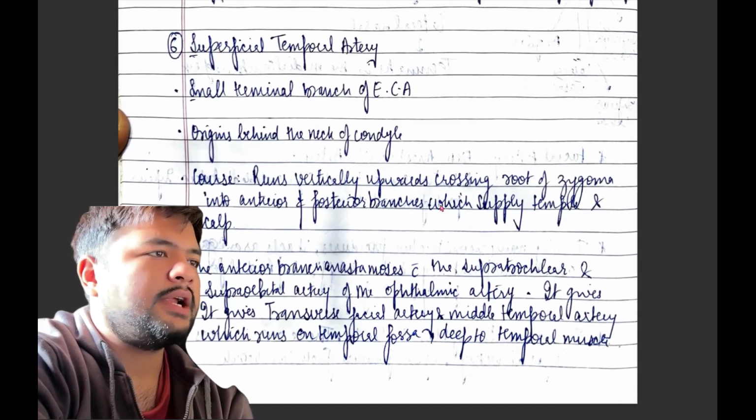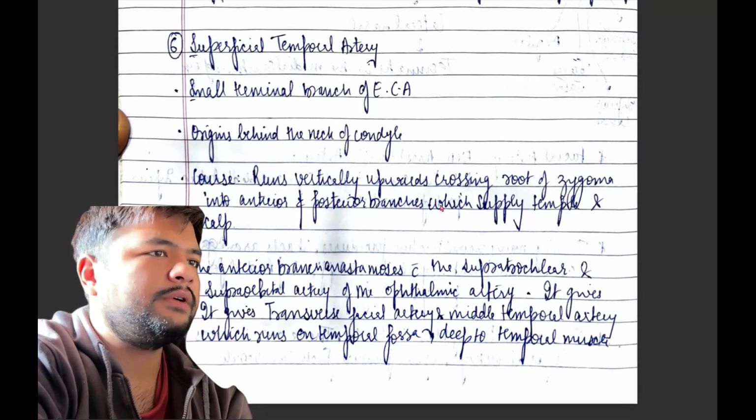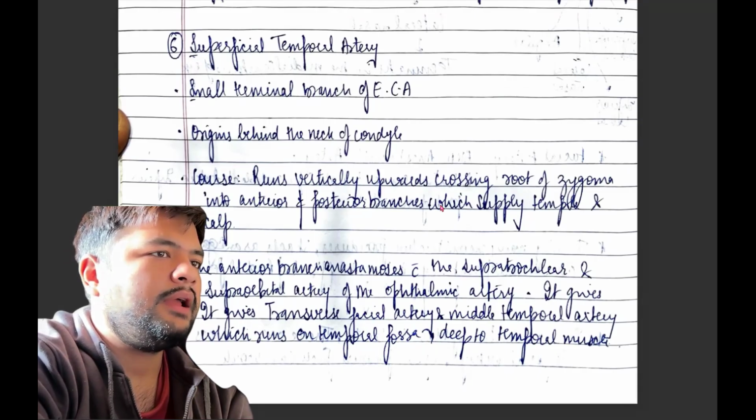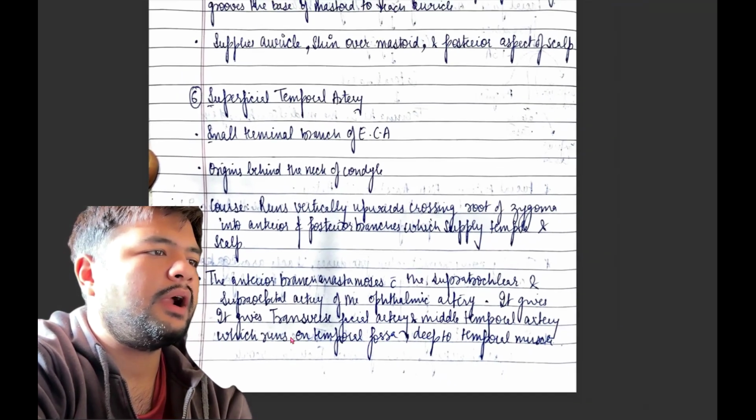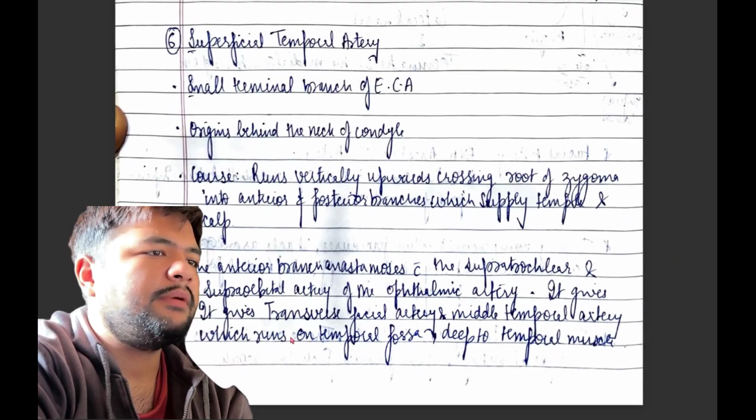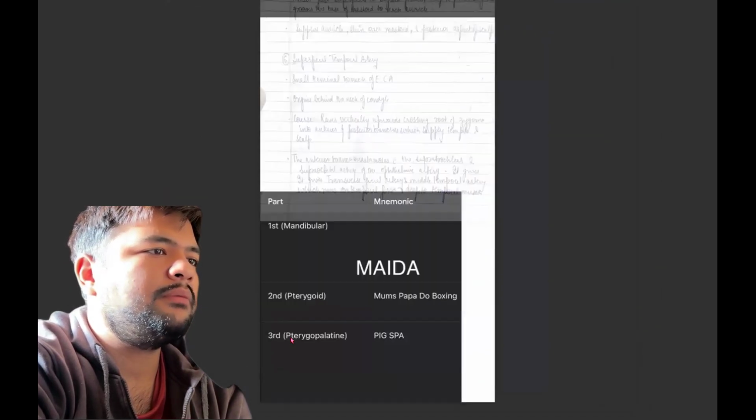Its course is as follows: it runs vertically upwards, crossing the root of the zygoma, and divides into anterior and posterior branches, which supply the temple and the scalp. The anterior branch anastomoses with the supratrochlear and supraorbital arteries of the ophthalmic artery. It gives the transverse facial artery and the middle temporal artery, which runs in the temporal fossa deep to the temporalis muscle.